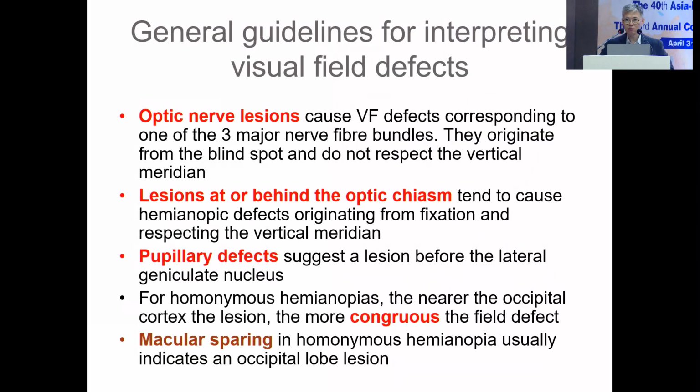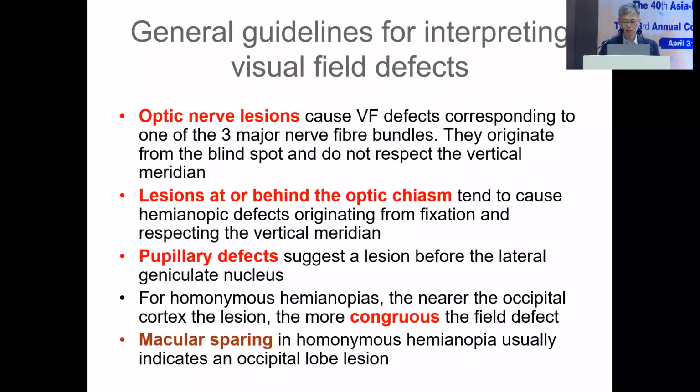Okay, some guidelines that I think are helpful for us to observe. First of all, optic nerve lesions cause visual field defects corresponding to one of three major nerve fiber bundles. I'll show that in the next slide. And they typically originate from the blind spot, and they don't usually respect the vertical meridian. So they may look like they do, right? Lesions at or behind the chiasm, you will get hemianopic defects.